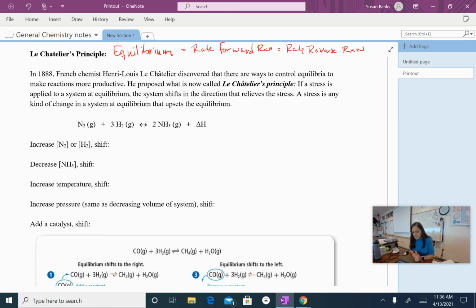So if a stress is applied to a system at equilibrium, the system shifts in order to relieve that stress. A stress is any kind of a change in a system at equilibrium that would upset the equilibrium. So let's enumerate some of the stresses or some of the changes that we could do. So stresses include the following. We can change, and I'm going to use delta for our symbol for change, we can change the temperature. We can change the concentration. We can change the pressure.